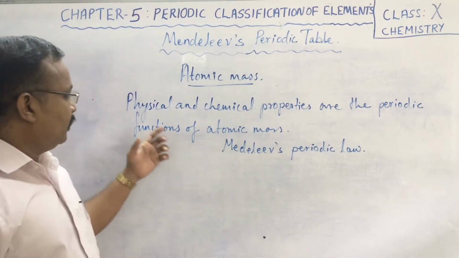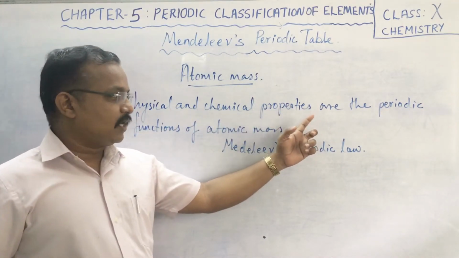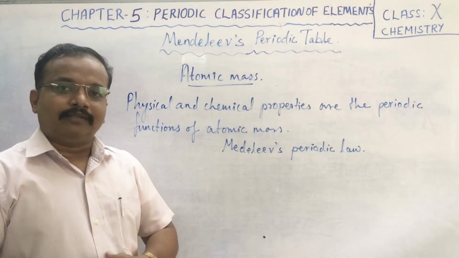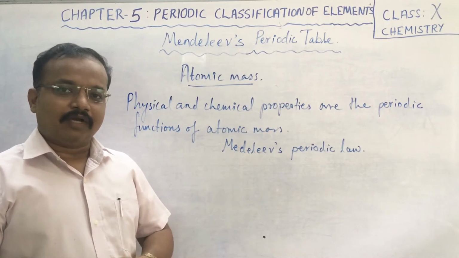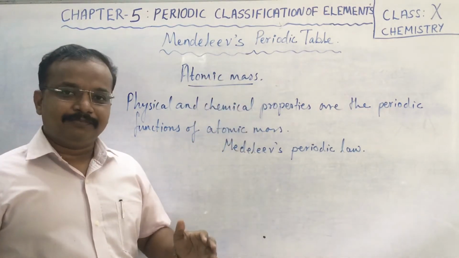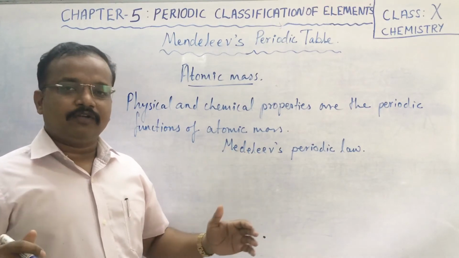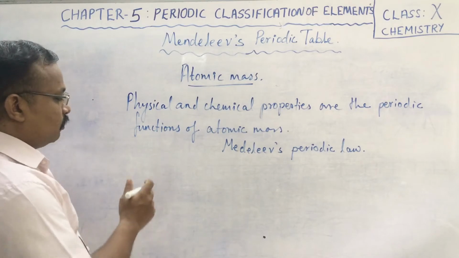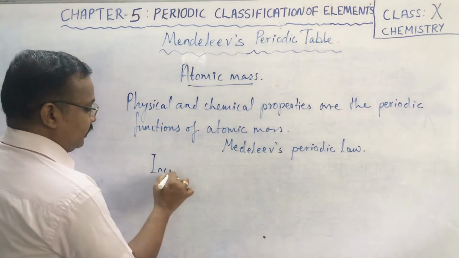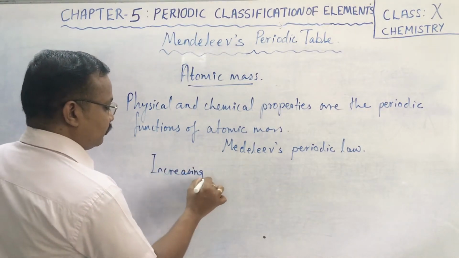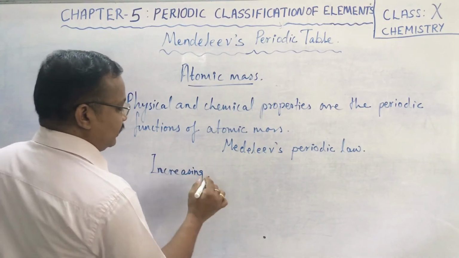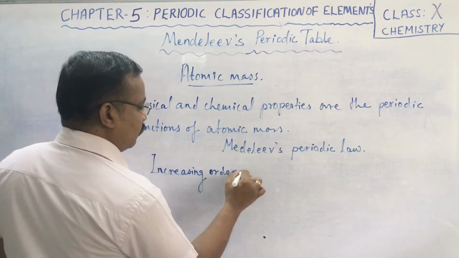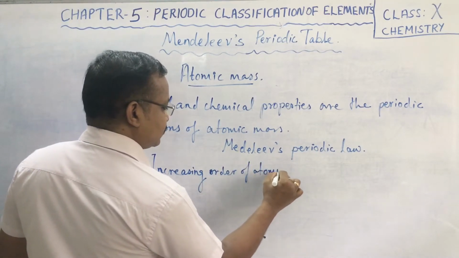So you have to remember, physical and chemical properties are the periodic functions of atomic mass. Means, according to Mendeleev's periodic table, the arrangement of the elements is done with respect to the increasing order of atomic masses. The main important thing you have to remember is Mendeleev arranged elements in the increasing order of atomic masses.